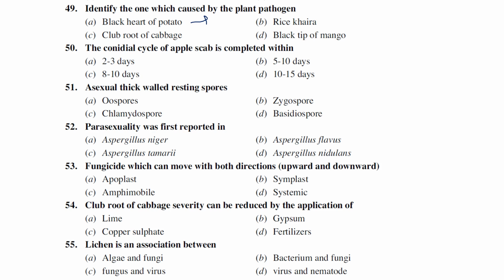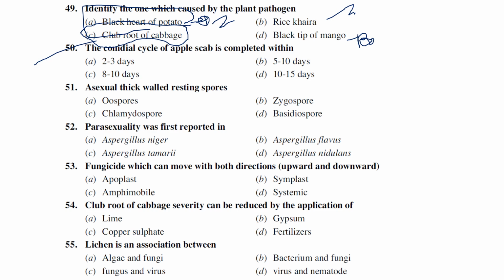No, this black heart, sorry. Just let me come again. Black heart of potato is oxygen deficiency, not sulfur toxicity. This black tip of mango is due to boron deficiency and sulfur toxicity, but this black heart of potato is definitely oxygen deficiency. Rice khaira is zinc deficiency, and all are deficiency symptoms except this clubroot of cabbage, which is caused by the pathogen Plasmodiophora brassicae.